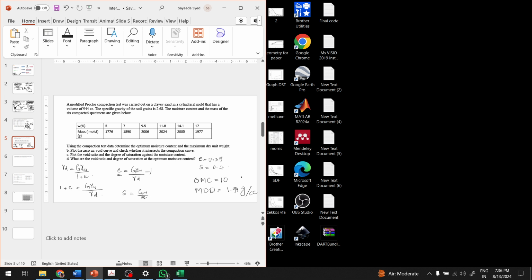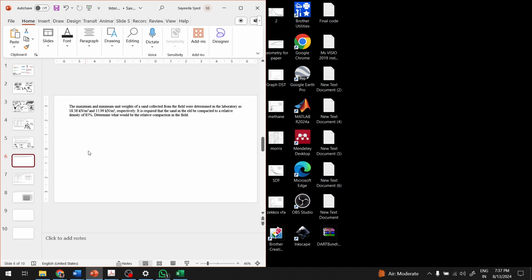Okay, so let's move on to the next question. The maximum and the minimum unit weights of a sand collected from the field were determined in the laboratory as 18.38 and 15.99 respectively. It is required that the sand in the field be compacted to a relative density of 85%. Determine what would be the relative compaction in the field.